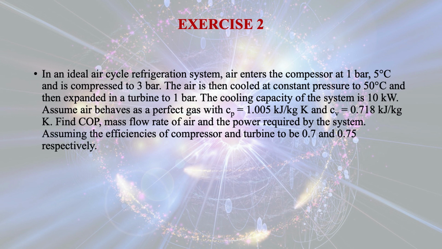Here Cp is the specific heat at constant pressure, that is given, that value is 1.005 kilojoule per kgK, and Cv is given as 0.718 kilojoule per kgK. The Cv is specific heat at constant volume. So Cp is given, Cv is also given.